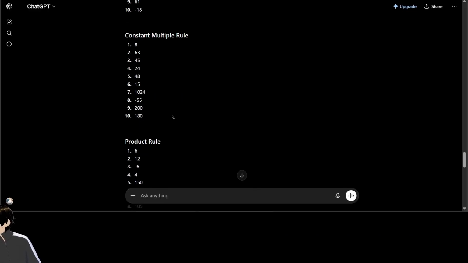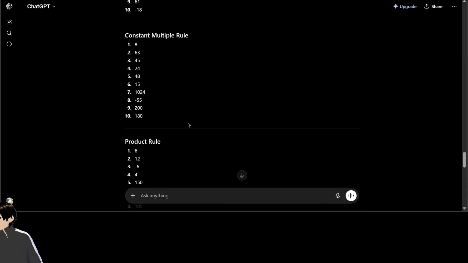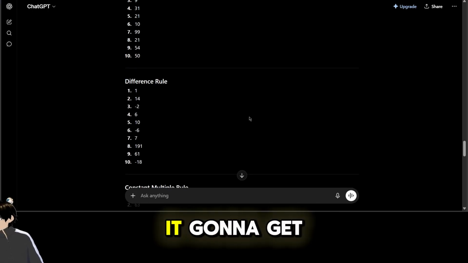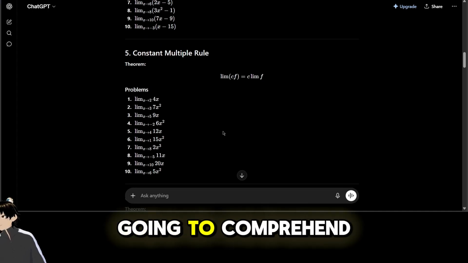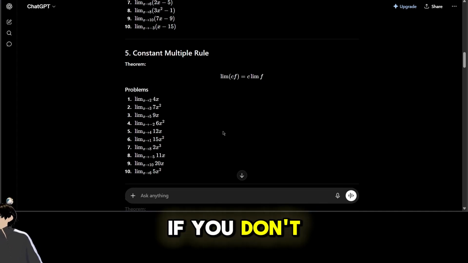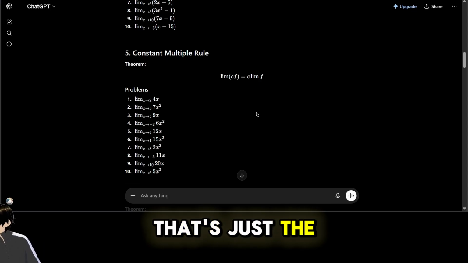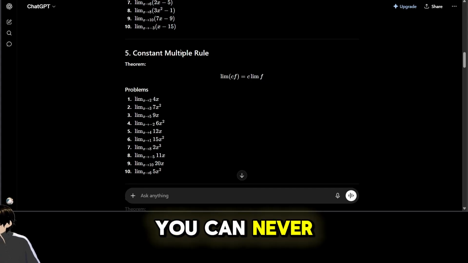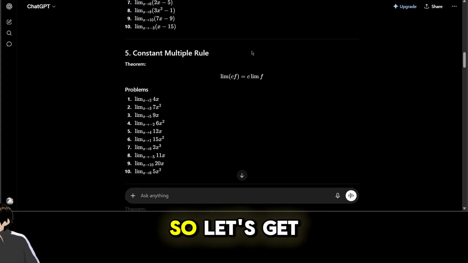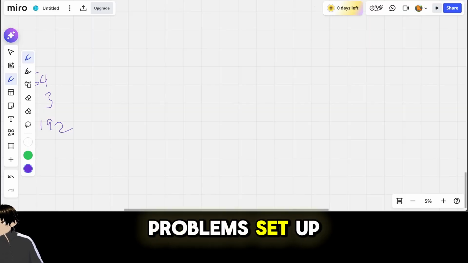But of course we're going to solve some problems. Otherwise, how is it going to get in your head? How are you going to understand it really? How are you going to comprehend if you don't try it, if you don't solve any problems with it? That's just the thing that I learned about math. You can never learn it if you don't try it. So let's get the problems set up.